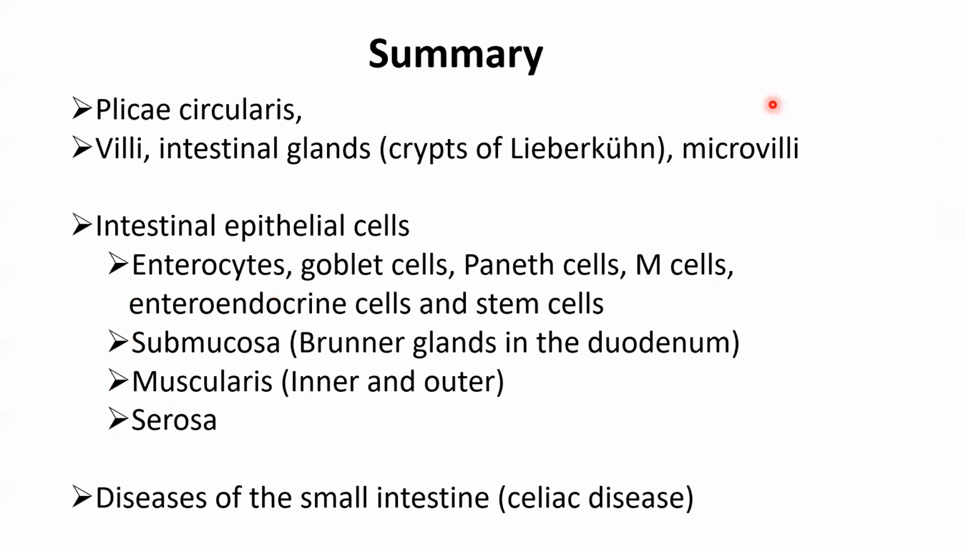So in summary, we covered the plicae circulares. We said these are the folding of the submucosa, similar to the rugae in the stomach. We covered the villi, intestinal glands, the crypts of Lieberkühn. We covered also the different types of intestinal epithelial cells: enterocytes, goblet cells, Paneth cells, M cells, enteroendocrine cells, stem cells. Submucosa, we mentioned the Brunner's glands in the duodenum. Also the muscularis, inner and outer, the serosa, and the lymphatics, as I said, in the area. And one disease of the small intestine, celiac disease. Again, you don't need to know about celiac disease much. Just know that this disease will cause malabsorption because the villi disappear.